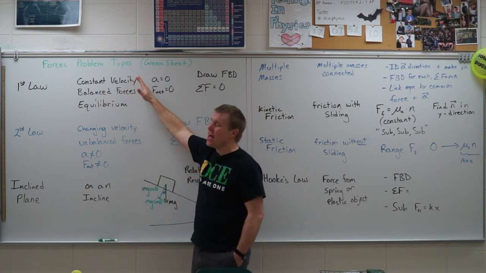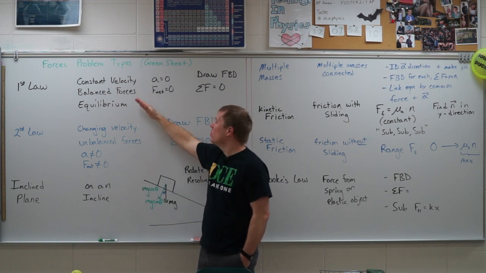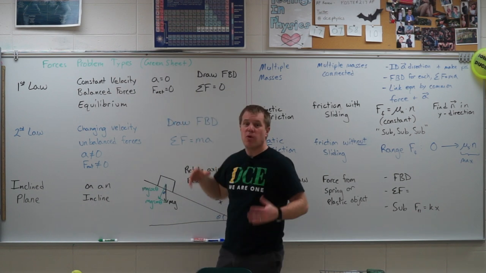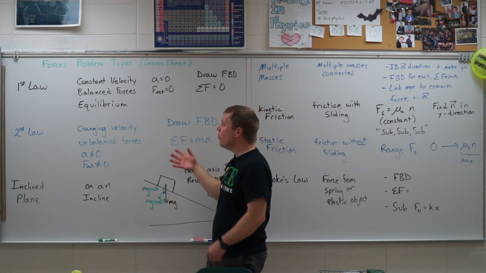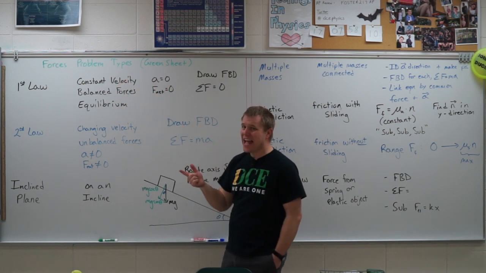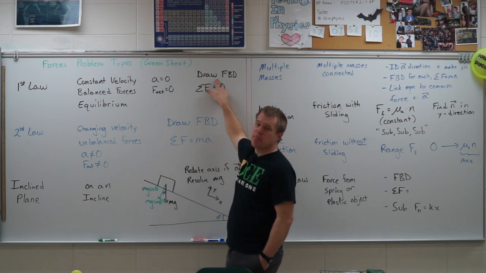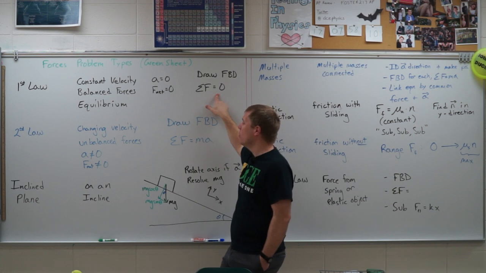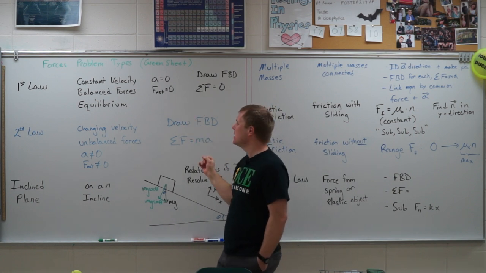Either a constant velocity, the forces are balanced, it's in equilibrium, the acceleration is zero, or the net force is zero. Therefore, if one of those is true, the rest of them are true, and I need to set up a free body diagram and sum up the forces and set it equal to zero. So the because and therefore are a little mixed in there.